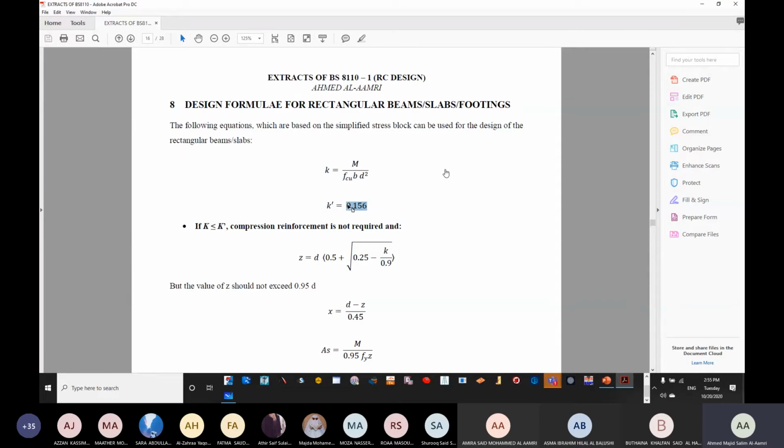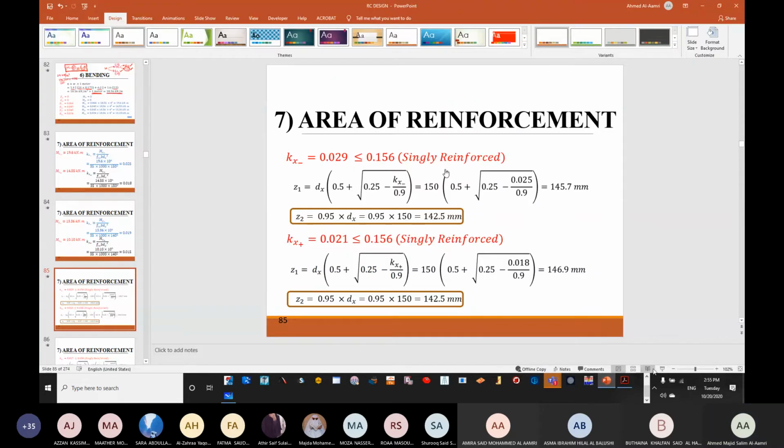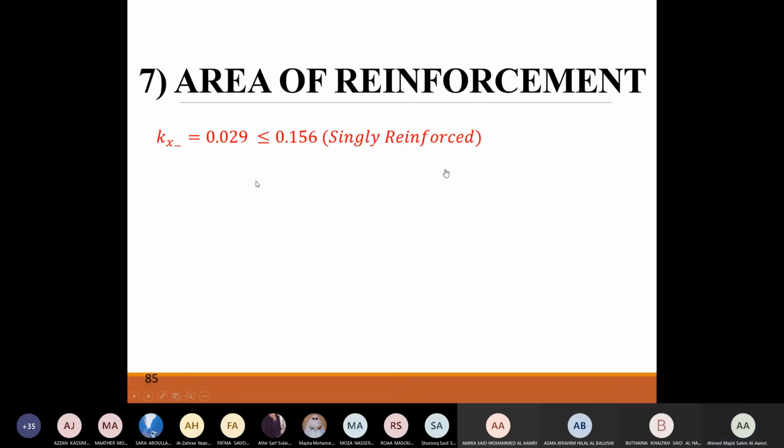And just to give you a hint, your slabs are always going to be singly. If you are getting it to be doubly, then you have made a mistake somewhere. Your slab is always going to be a singly reinforced slab. Returning back here, we saw that Kx negative was calculated to be 0.029. It's lesser than 0.156. So this is singly reinforced for sure.